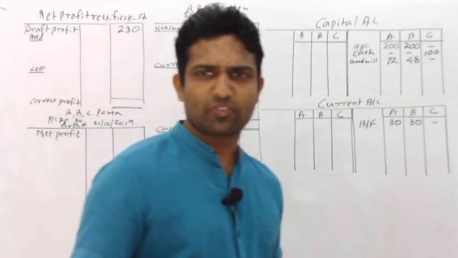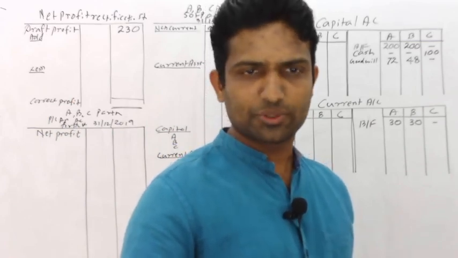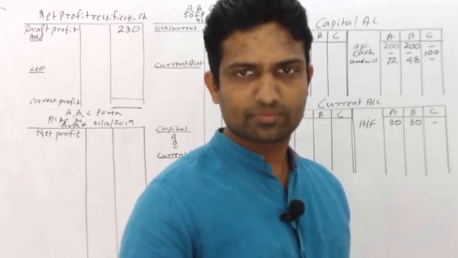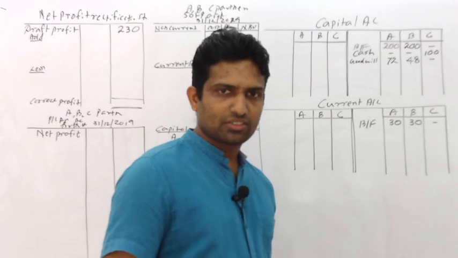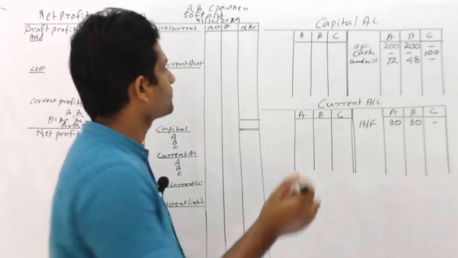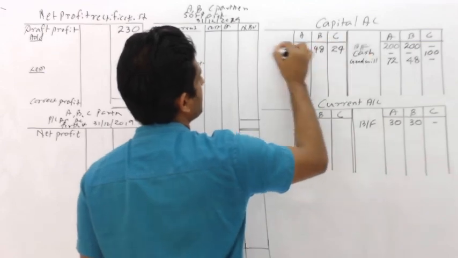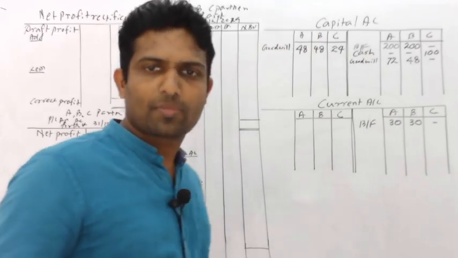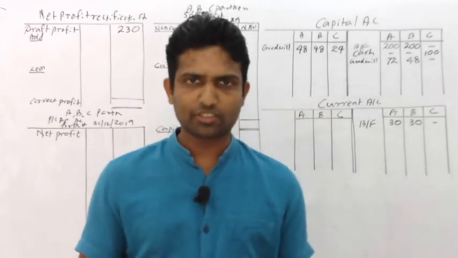Debit according to the new profit sharing ratio that is given. New profit sharing ratio is 2:2:1. Again, 2:2:1. So 48, 48 and 24. Goodwill: credited according to old ratio and debited according to new profit sharing ratio.